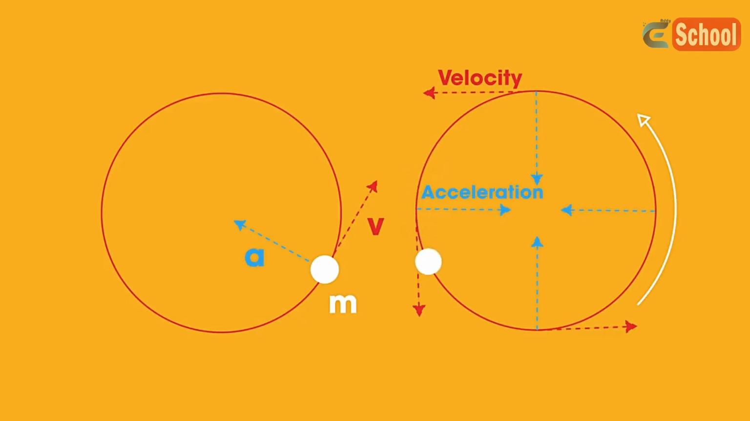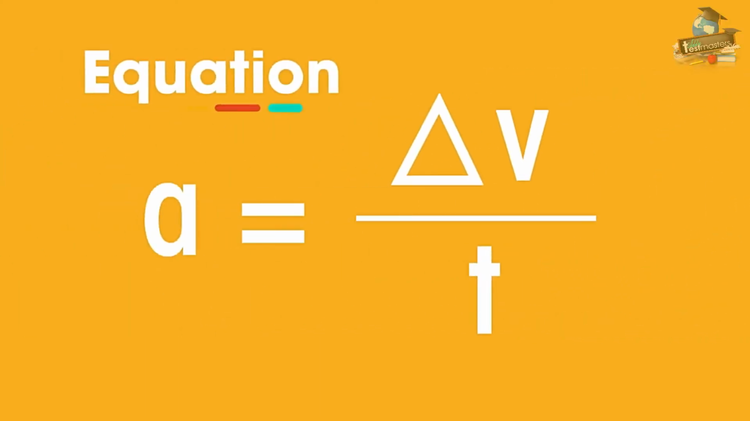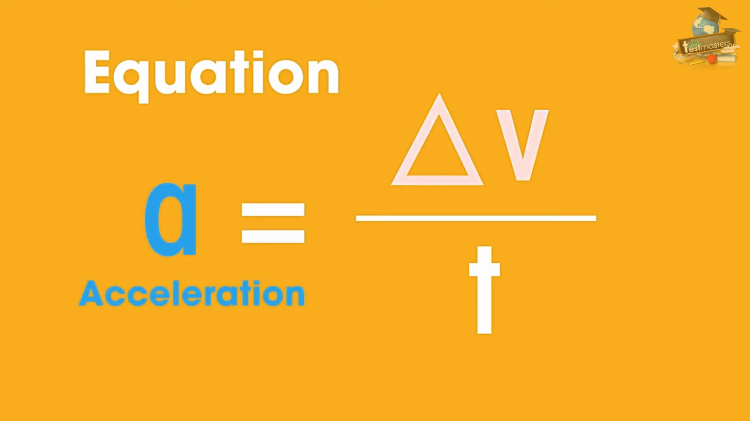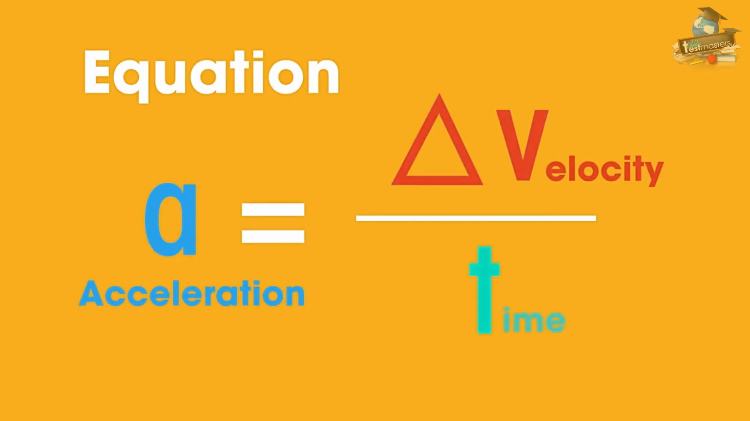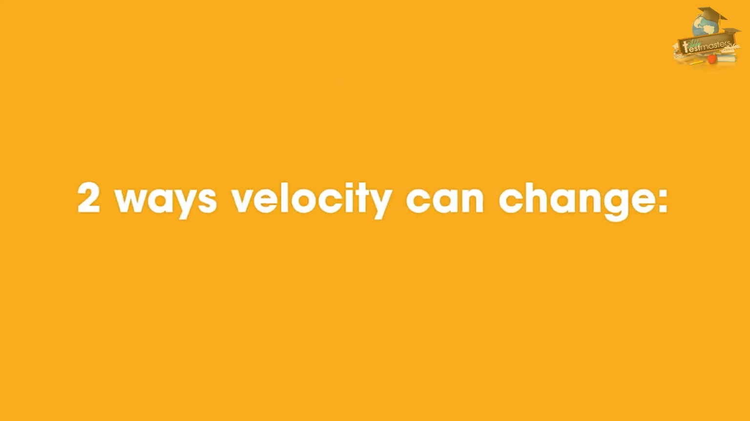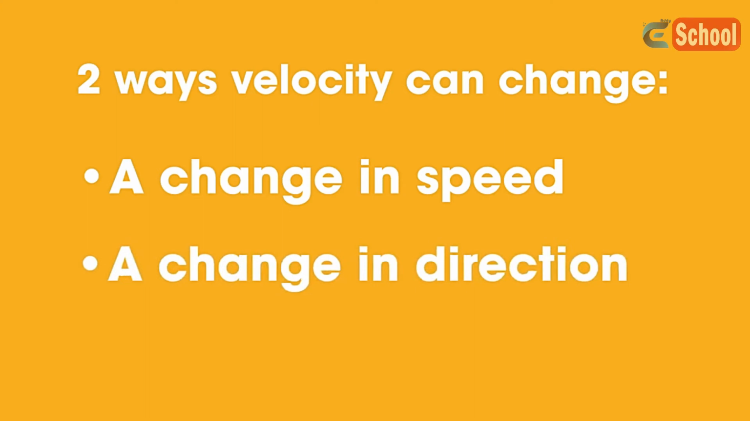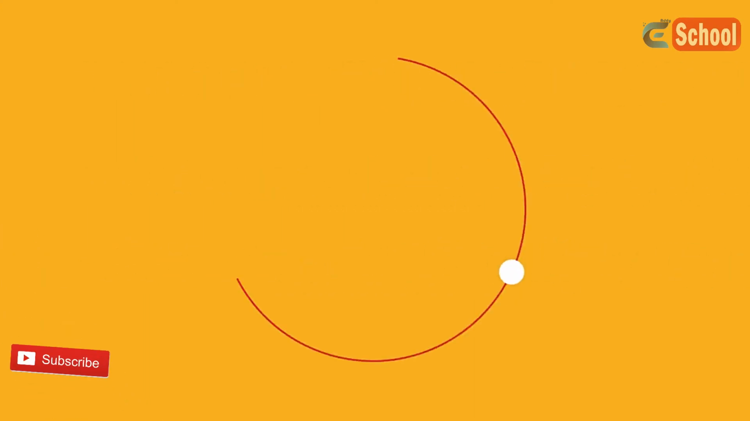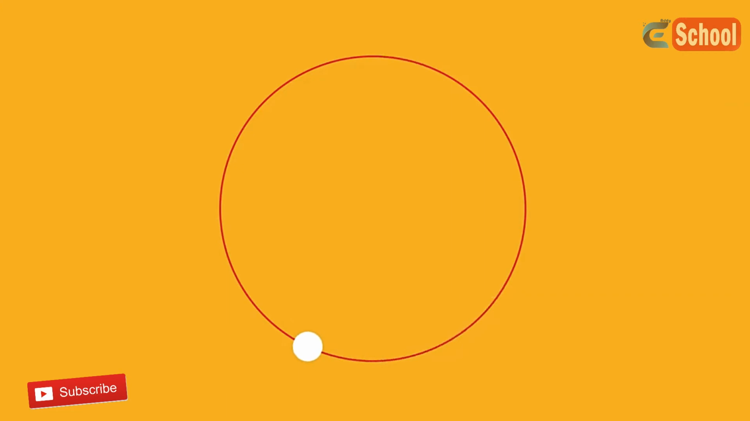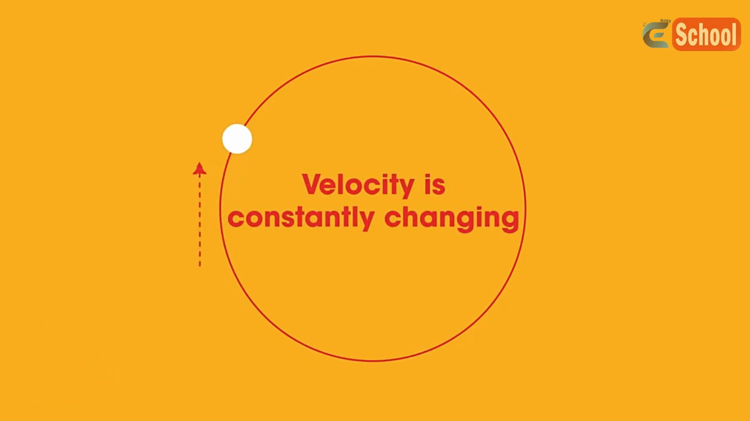To understand this, we must review the factors that cause velocity to change. As you know, a change in velocity results in acceleration from this equation. Acceleration equals the change in velocity over time. The two ways in which velocity can change are a change in speed or a change in direction. So when you're moving in a circle at a constant speed, your velocity is constantly changing because the direction you are moving in is also constantly changing.